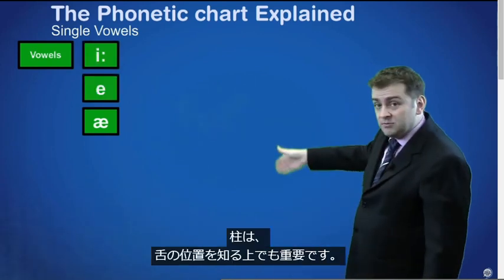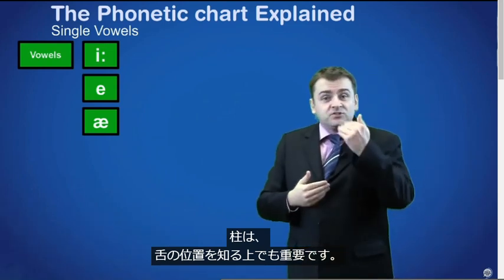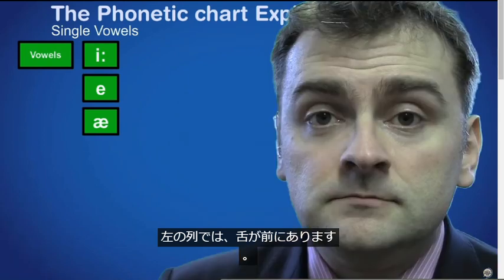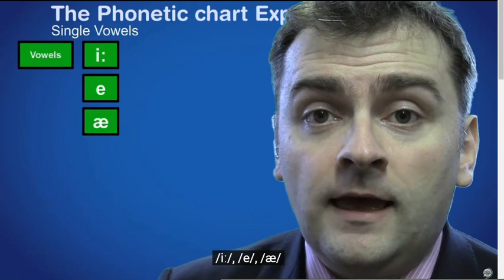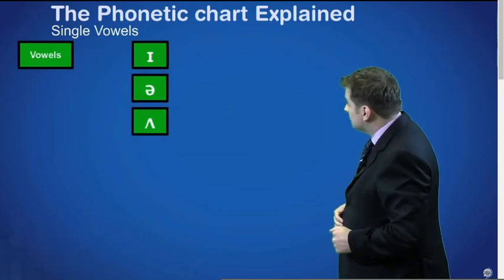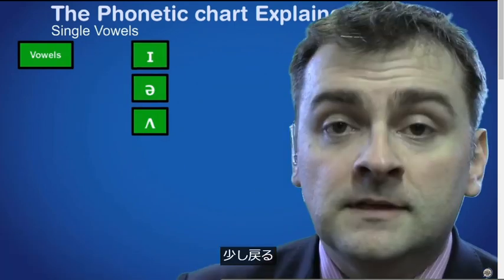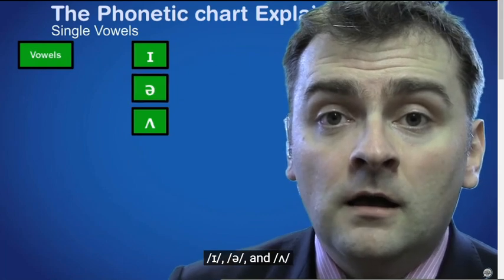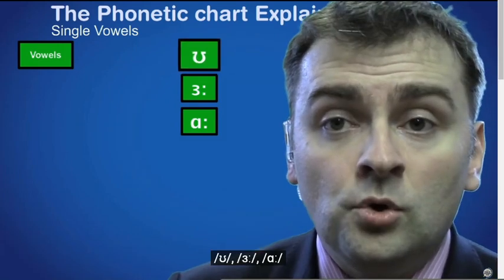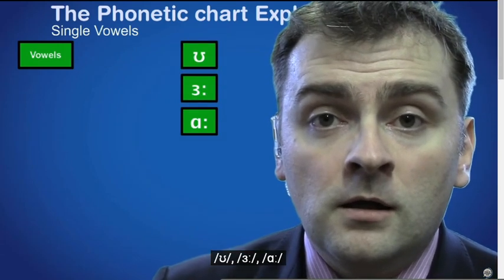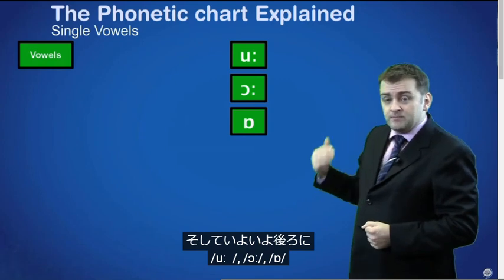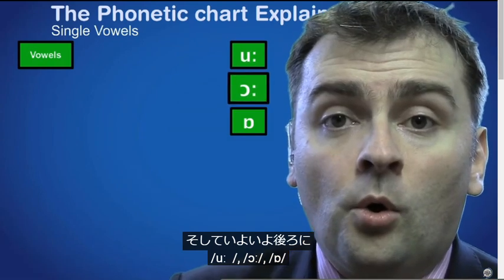The columns are also important because they give us an idea of the position of our tongue. With the left column, the tongue is at the front. E, A. Moving back a little, I, and A. Back a little more, U, A. And now finally at the back, oo, O.